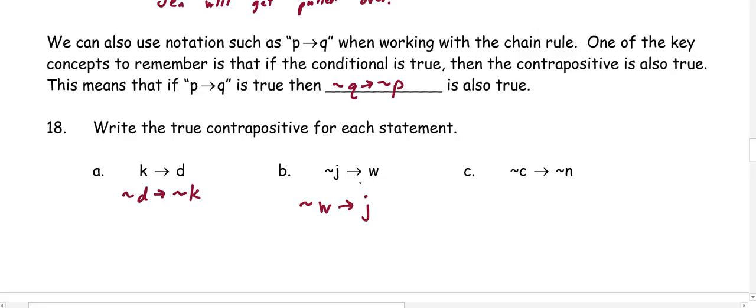C, not C to not N. When I do the contrapositive then, I flip the order and take the opposite. So they had the negation, now both letters do not.